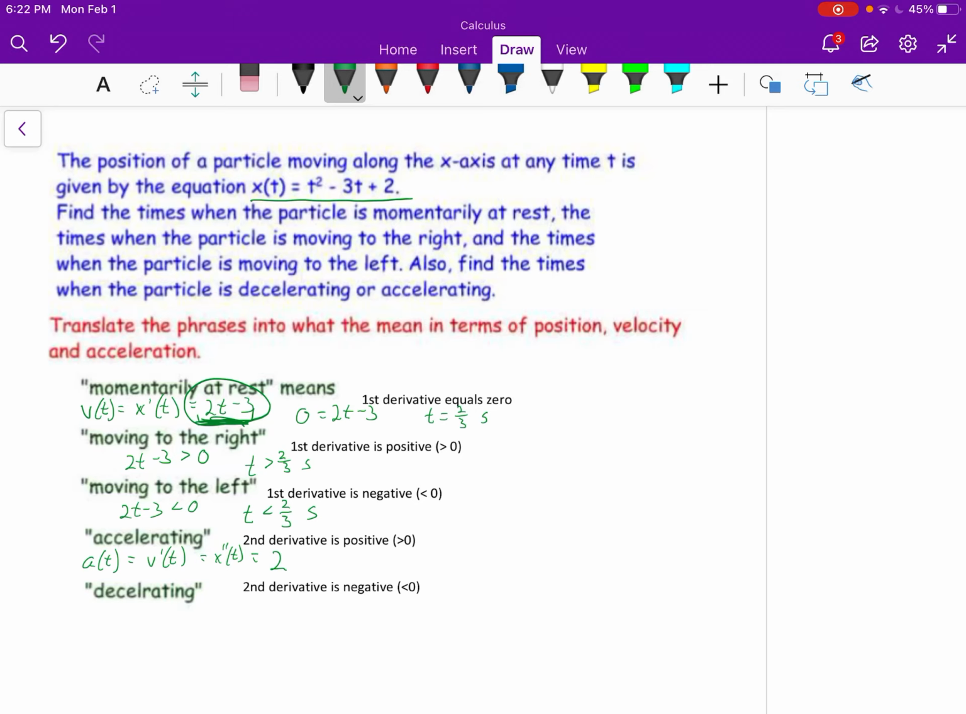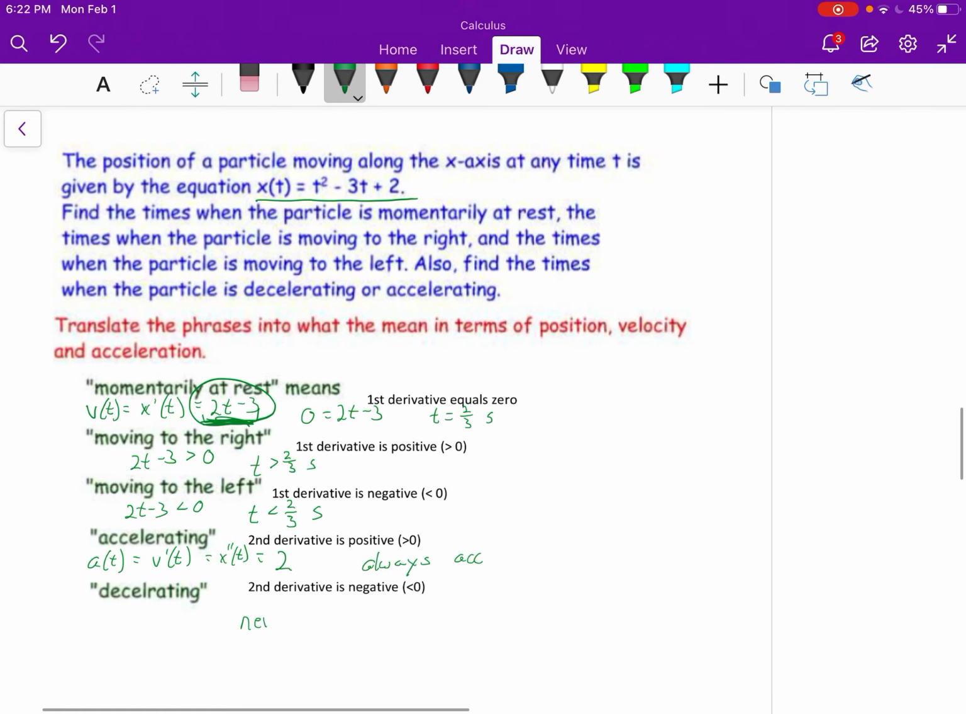So always accelerating. Now we have to be careful about what acceleration means. It's never decelerating. Acceleration is a vector, the idea of a vector quantity, which means direction is important. So here's the situation here.